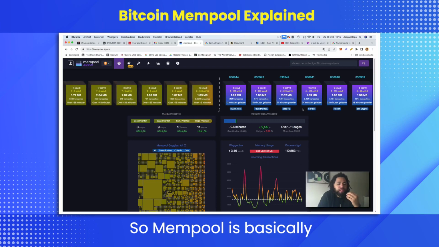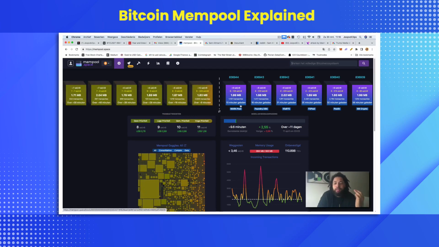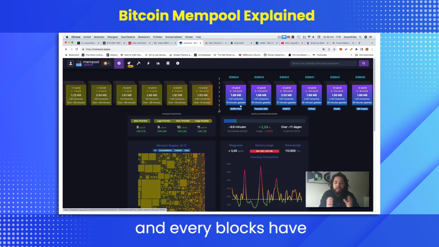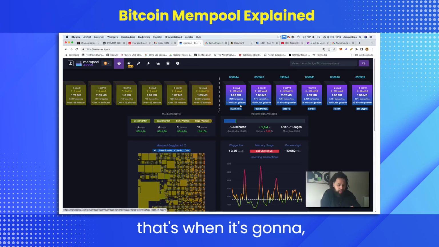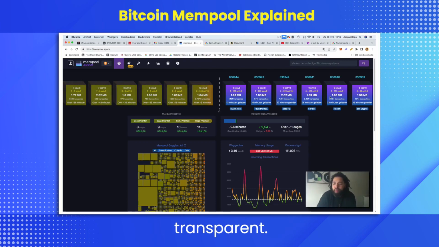So mempool is basically a website that's going to tell you what the new block being created is, with all those transactions. If you don't understand what I'm saying, you basically have to do more due diligence on how the Bitcoin network works. It basically has blocks, and every block has its transactions, and every time a block is created, that's when it's going to be transferred to the blockchain, where all those transactions are transparent.